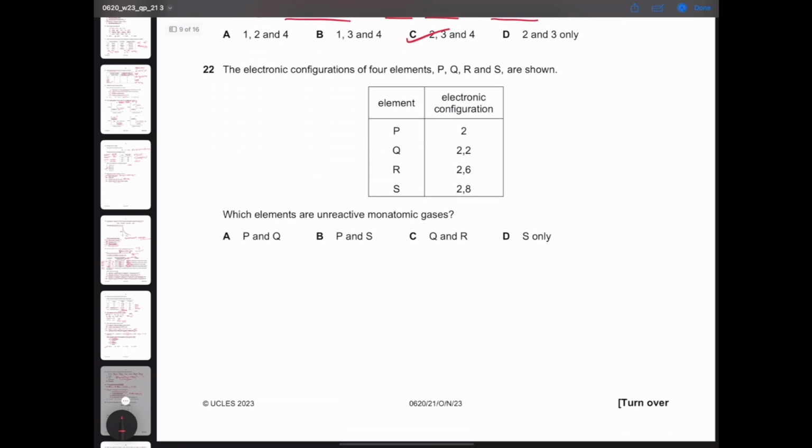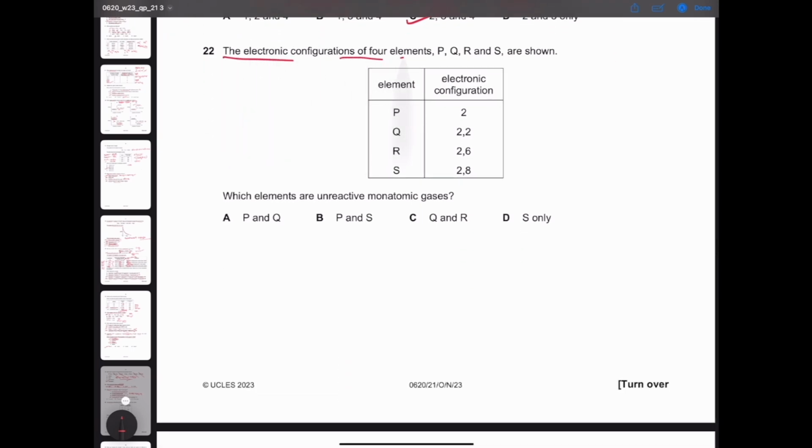Now, electronic configuration of 4 elements are shown. Which elements are unreactive monatomic gases? So for unreactive, we need to check which one have fully filled valence electron.